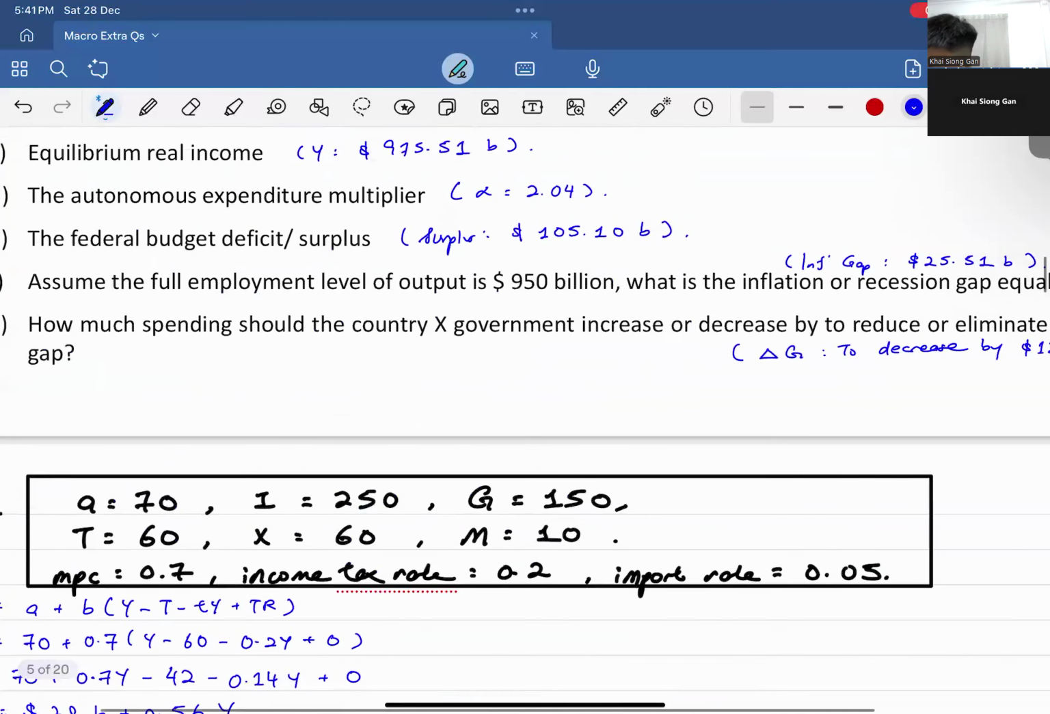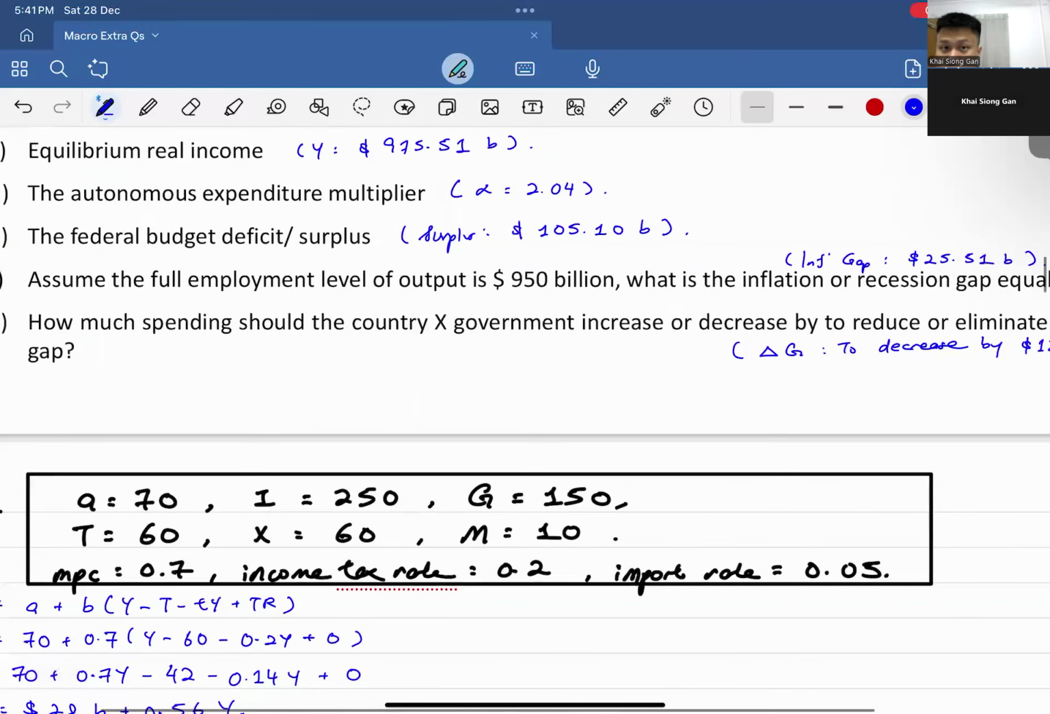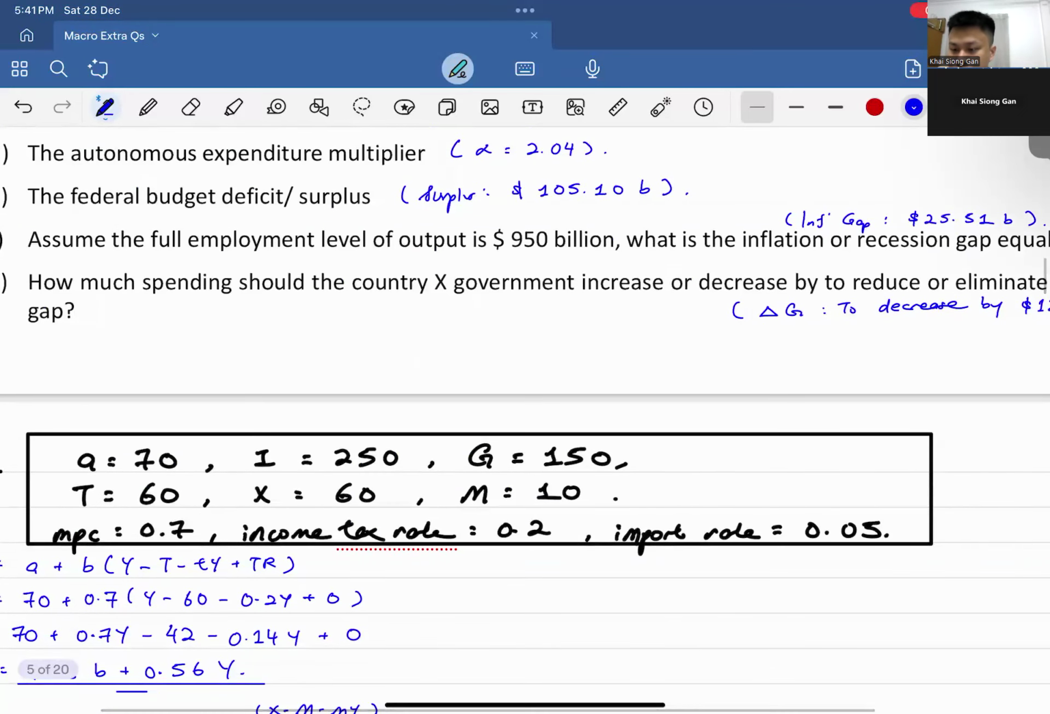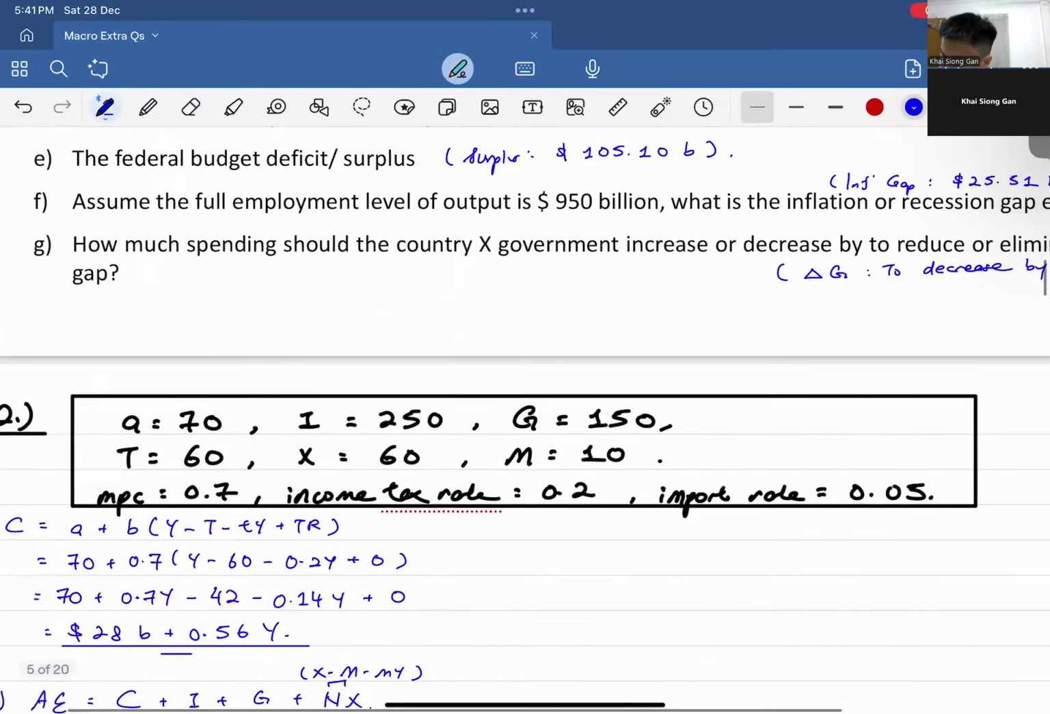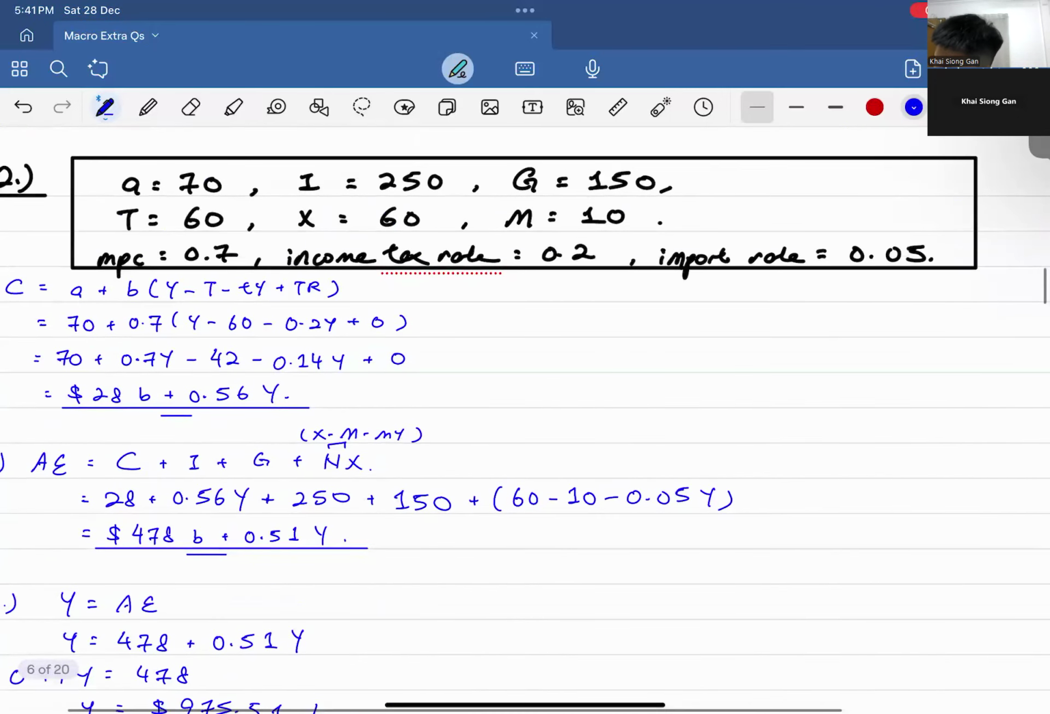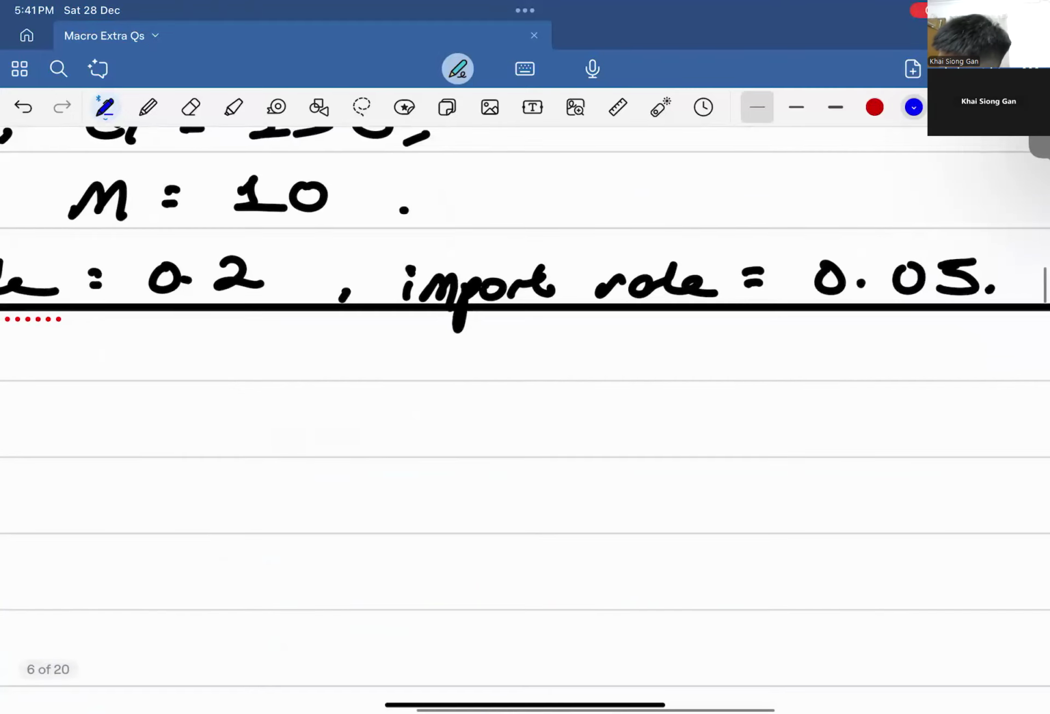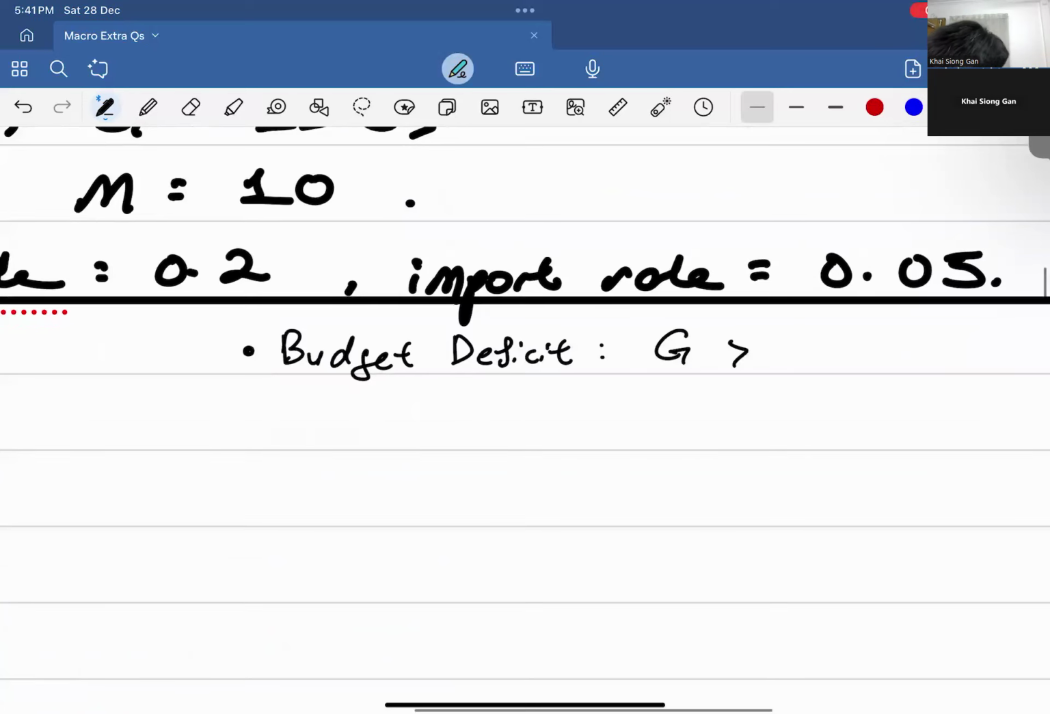Question E, the federal budget deficit or surplus. So from here, we want to see whether the country is having a budget deficit or budget surplus. So this is question E. Okay, quick recap in case you forgot already. When I say budget deficit, it means what? Budget deficit means government spending is way larger than taxation revenue, right?